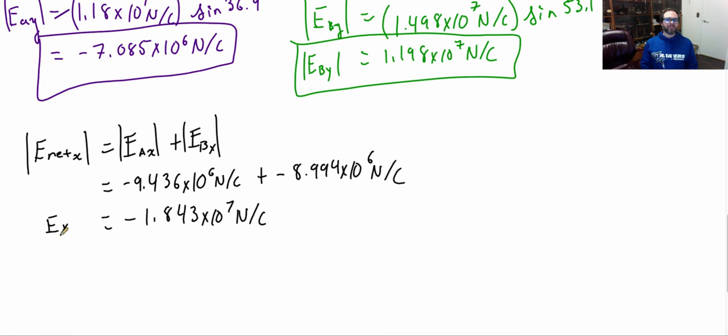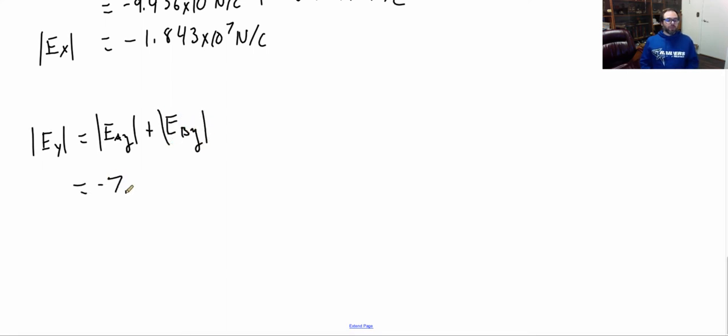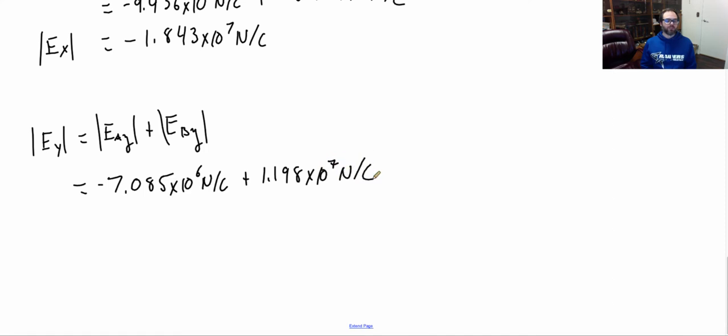Now that we've found the magnitude of my electric field in the x, let's look at the y. For the y, we're going to have to look at the sum of sphere A and B's electric field at point P. So I'm going to end up getting negative 7.085 times 10 to the 6 newtons per coulomb for A, and for B, it's positive because it's going up, it's going to be 1.198 times 10 to the 7 newtons per coulomb. When I combine these together, I'm going to get a total positive field of 4.895 times 10 to the 6 newtons per coulomb.